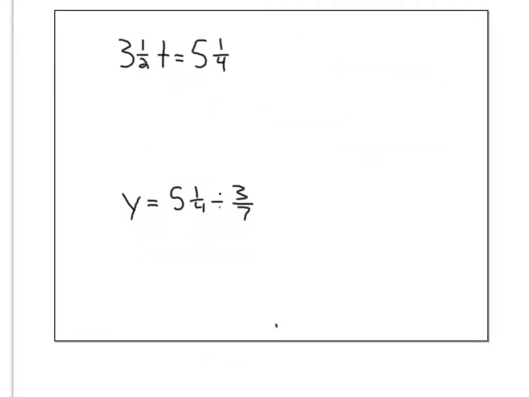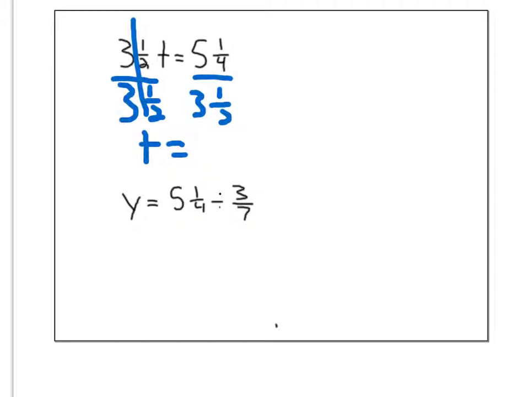Okay, so we're going to do a couple more examples with fractions this time. We solve these the same way. So this first one is 3.5 times t equals 5 1/4. So we're going to divide on both sides by the number that's with the variable. So we're going to divide by 3.5. And 3.5 divided by 3.5 is 1, so that makes 1t.